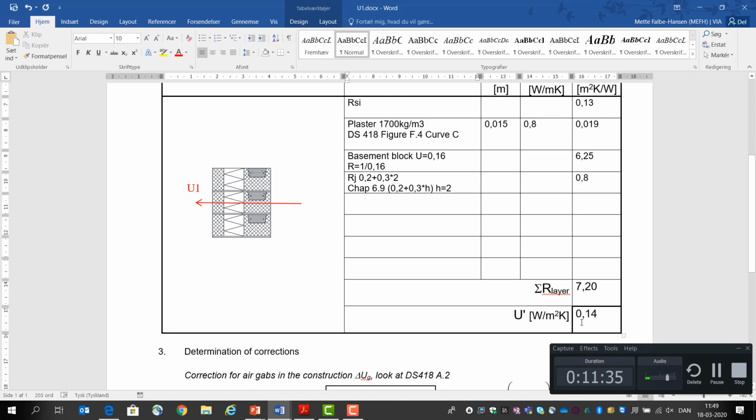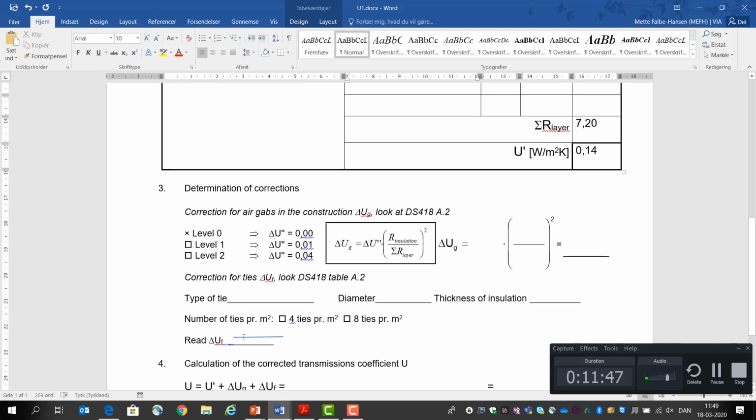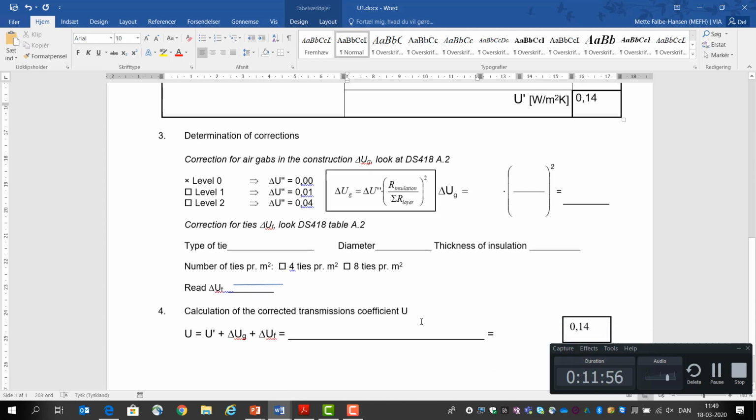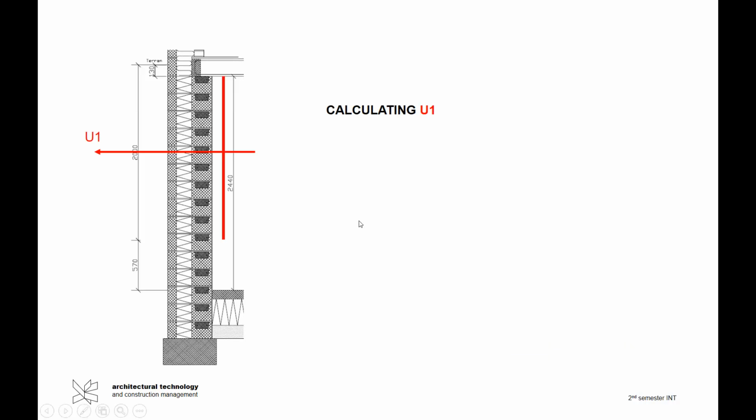And then the U value is 1 divided by 7.2. And then we get this one here. Then we have to think about, do we have any air gaps? And we don't have any air gaps here, so it's 0, so that means this one here is 0, and we don't have any wall ties either, so U1 would be 0.14. So now we have U value 1, which was 0.14. So now we're going to calculate U2.